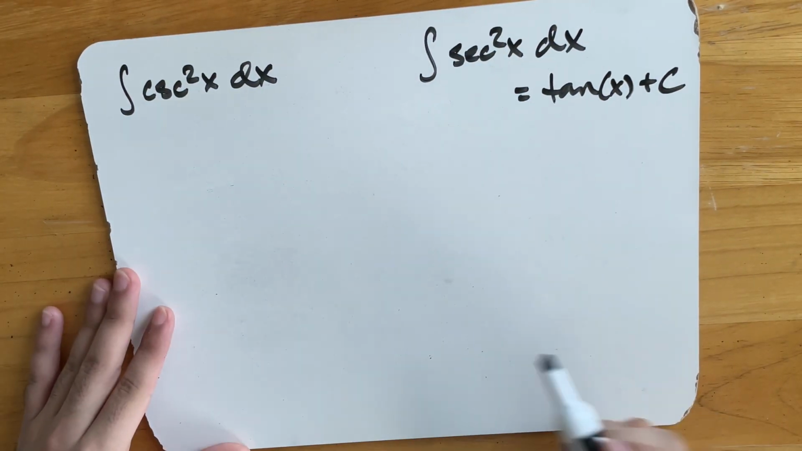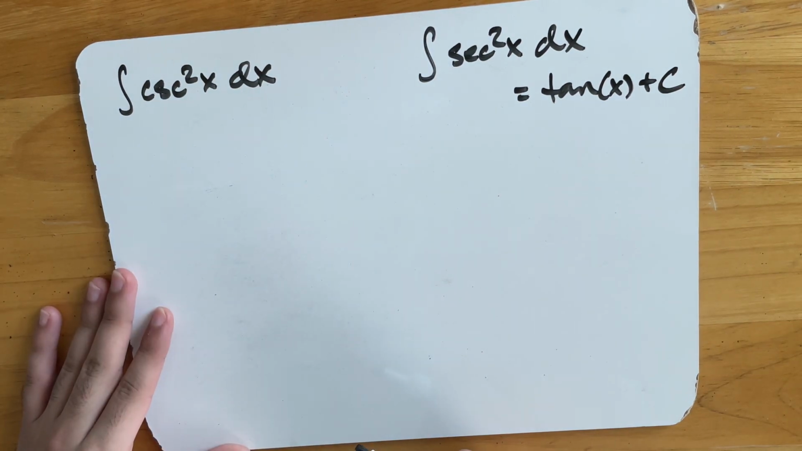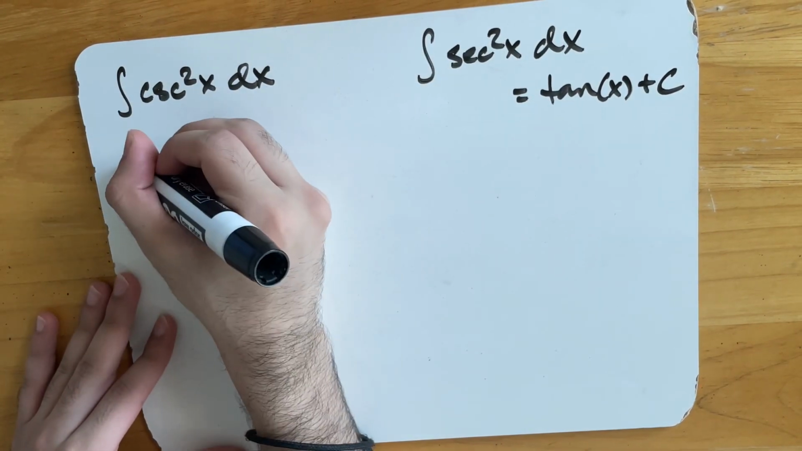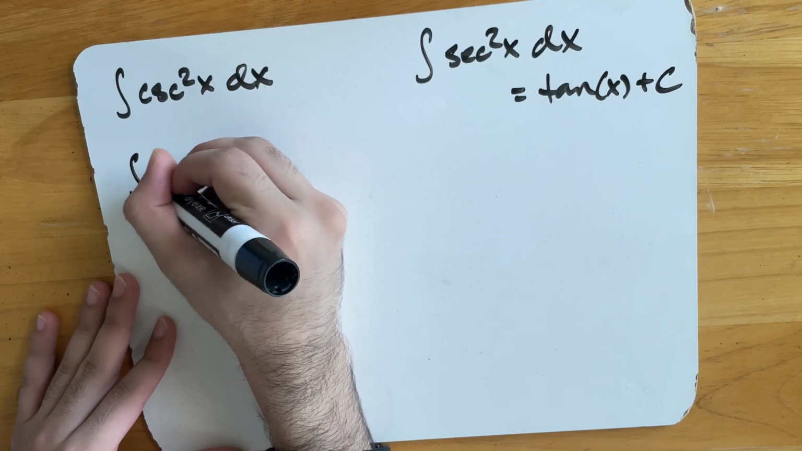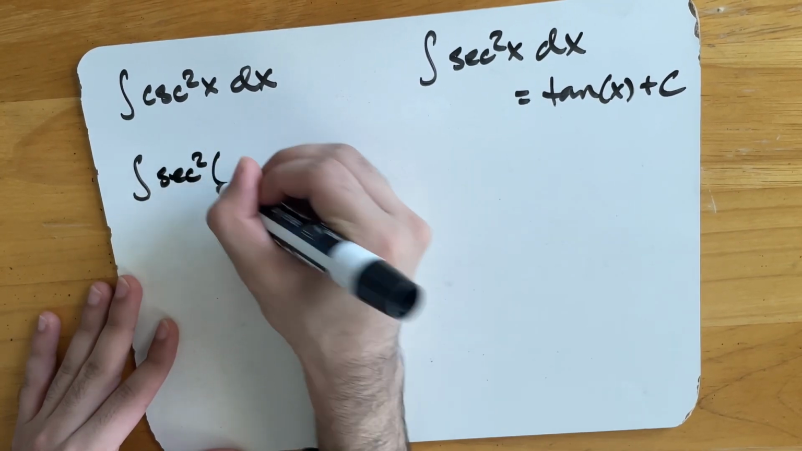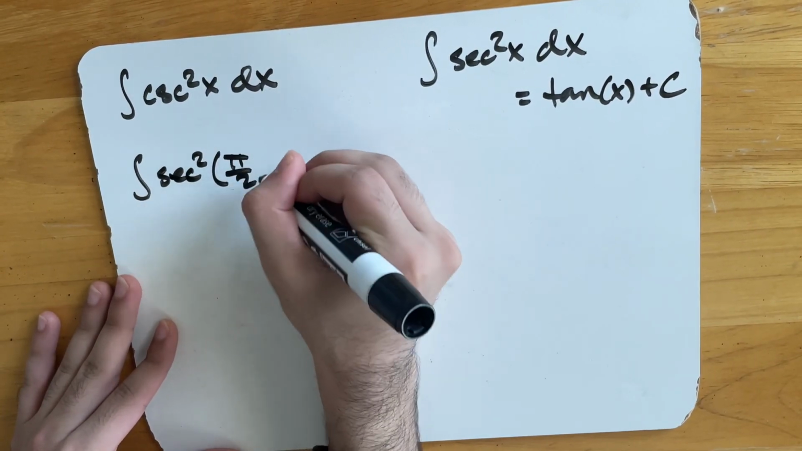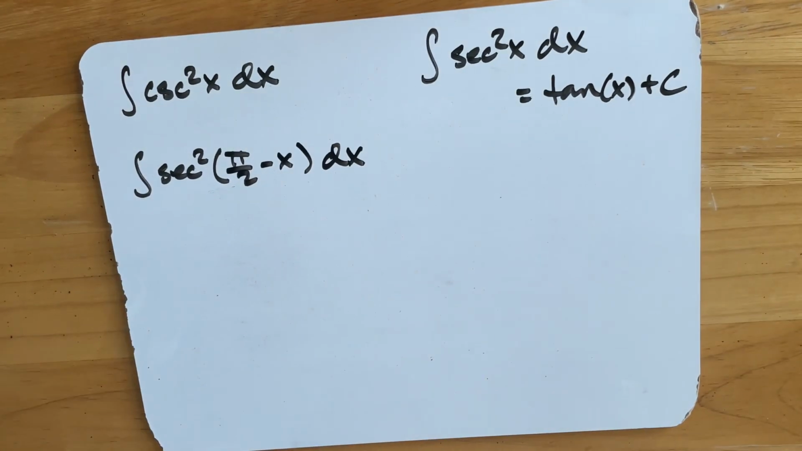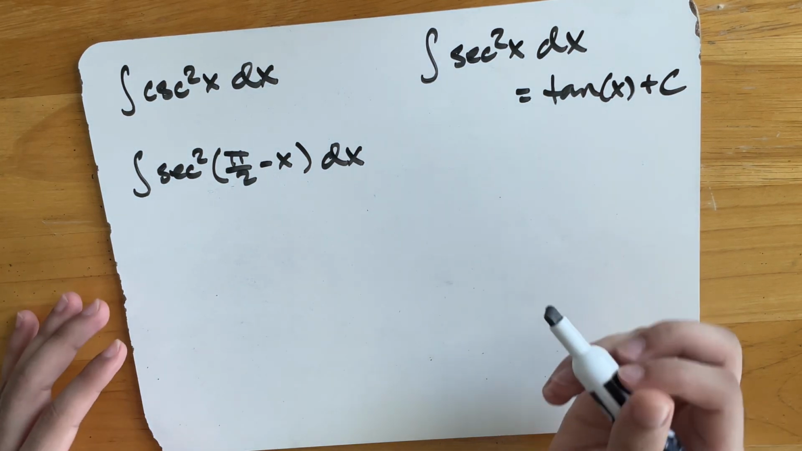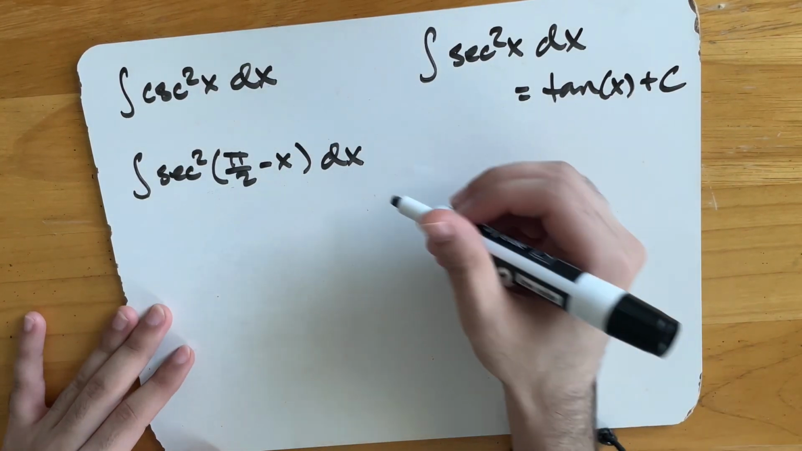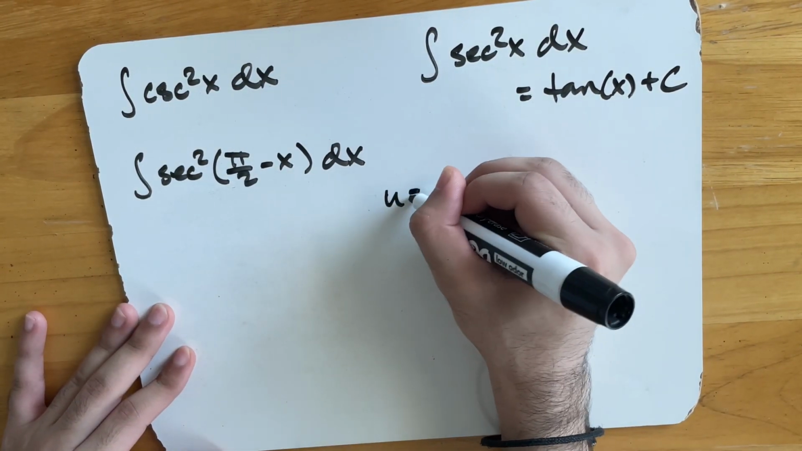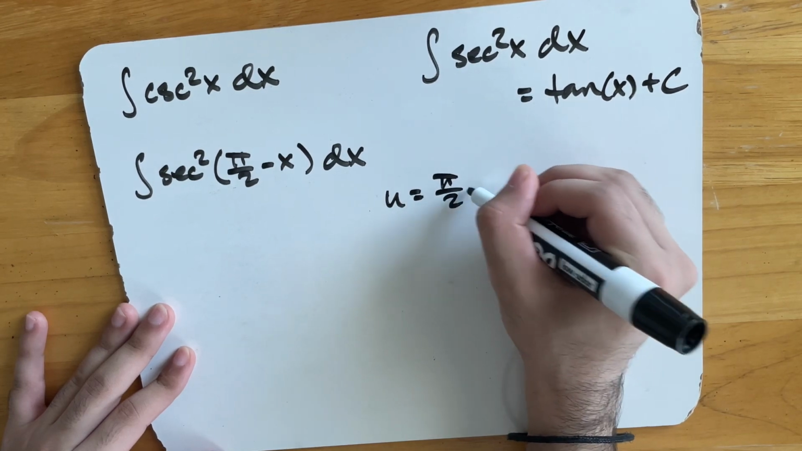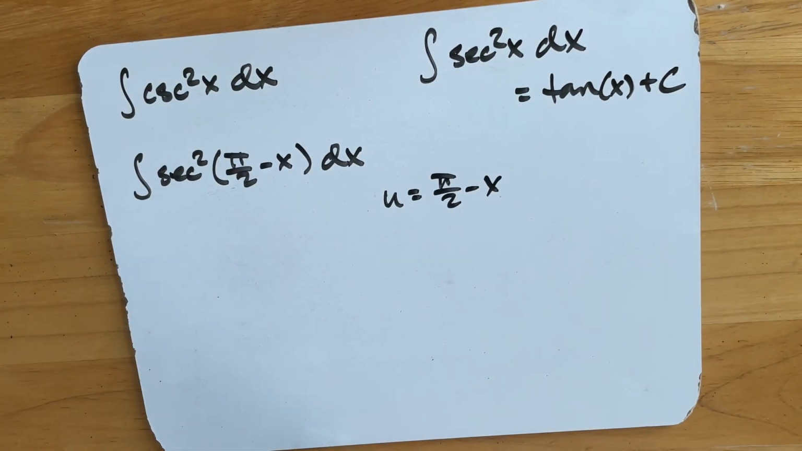So basically what I'm going to do, because cosecant x is the cofunction of secant of x, we can rewrite this integral as the integral of secant squared of pi over 2 minus x, because that's what a cofunction means, right? Now, we're basically almost done. Really, we can do a u substitution, right? We can say that u is equal to pi over 2 minus x, right?